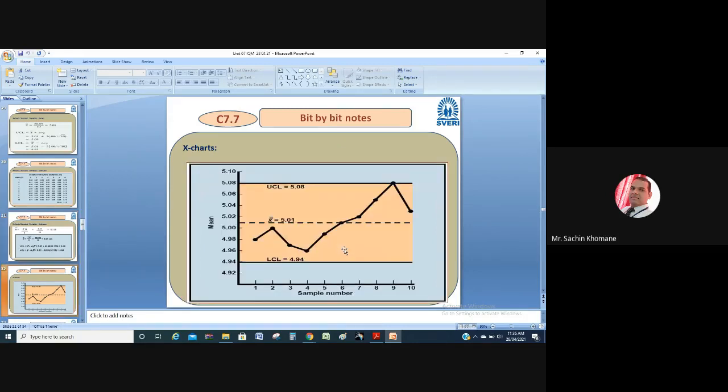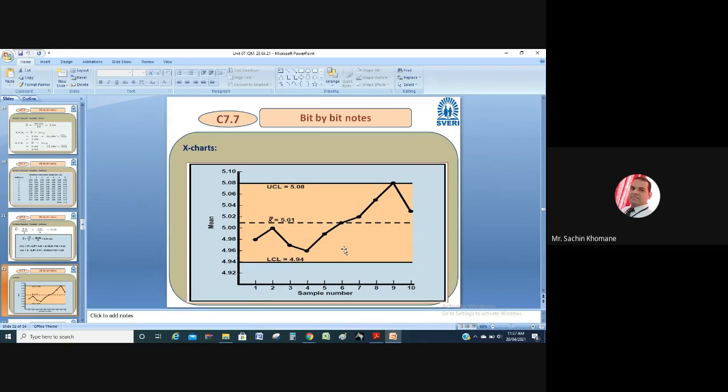Now see this graph. Already I have drawn it on Excel. These values I have taken from before. Now what is the mean here? 5.01, that we have calculated. Just see in your notebook. Is it the same value?